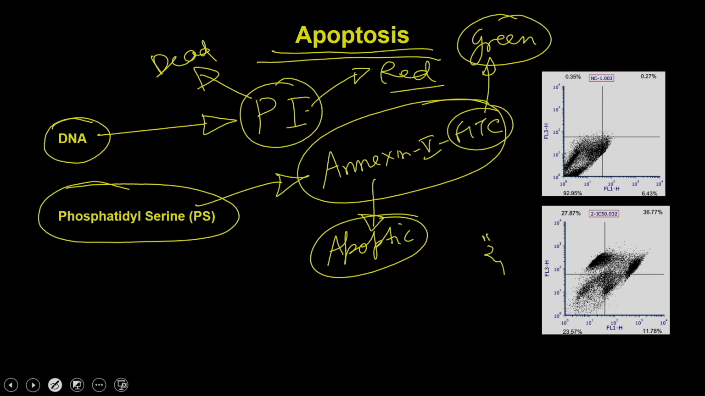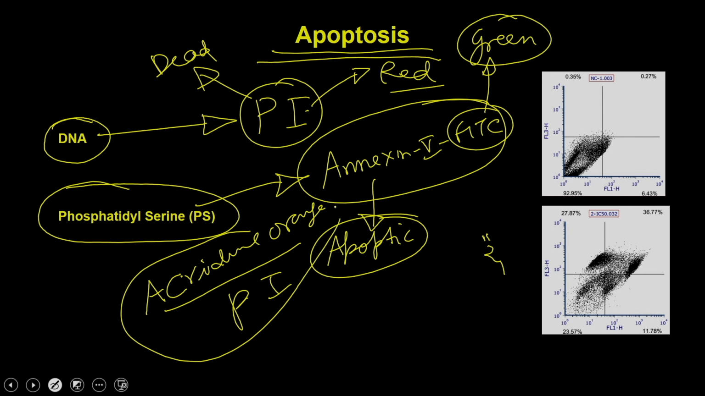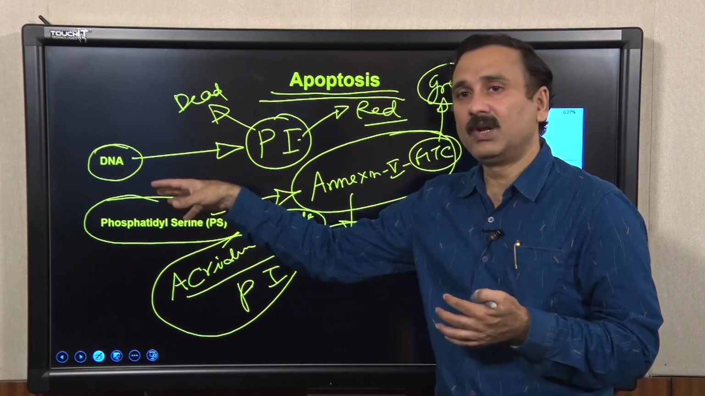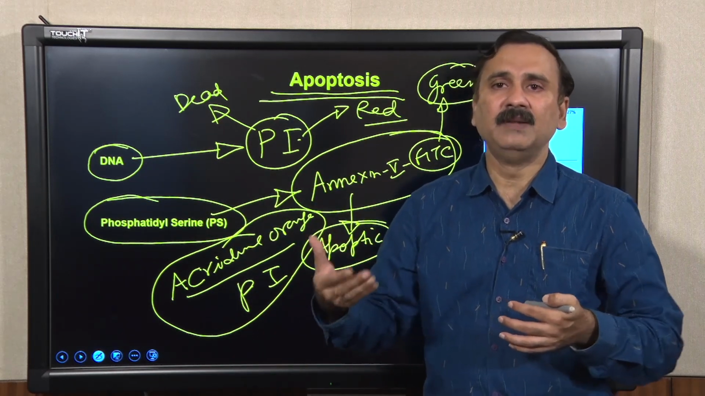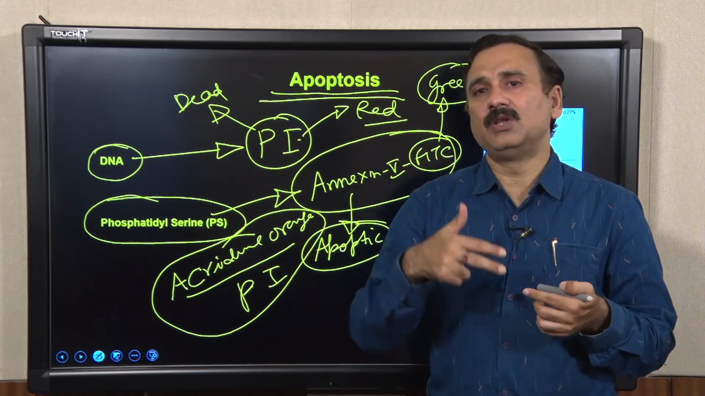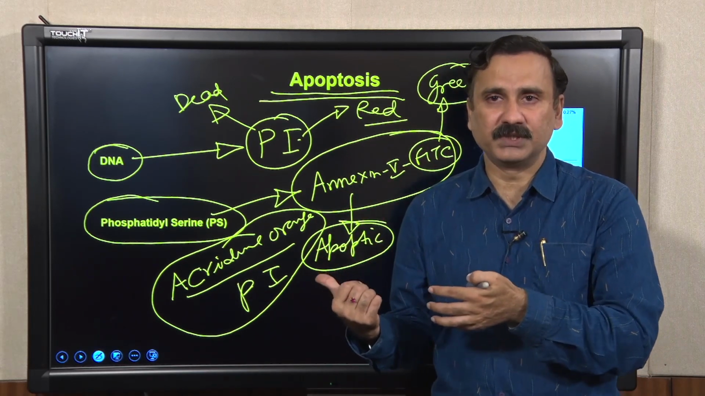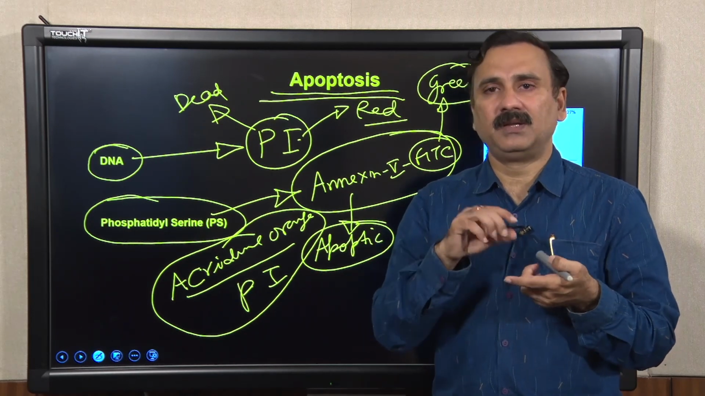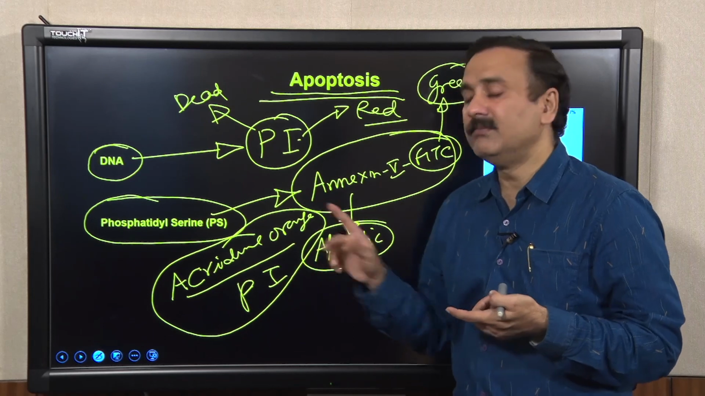Apart from this, you can also use another combination, acridine orange versus the PI, so propidium iodide. If you use these two dyes as well, you can still detect the signal. The acridine orange is a dye which enters into the cell, because apart from the externalization of PS onto the cell surface, the cell membrane permeability is also compromised in the case of apoptosis. So, if there is compromised cell permeability, it is going to allow the movement of these dyes.